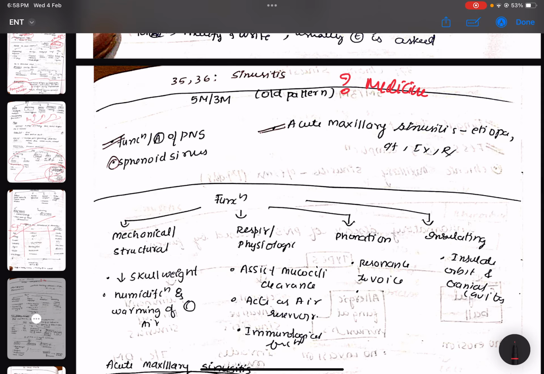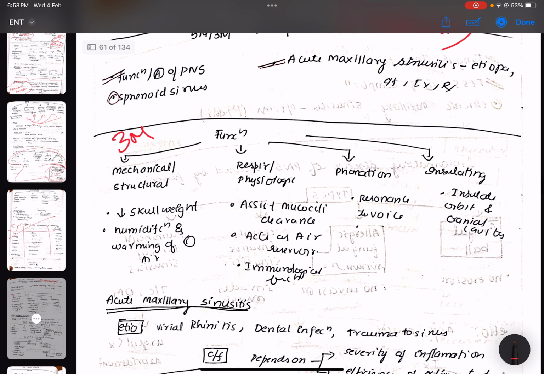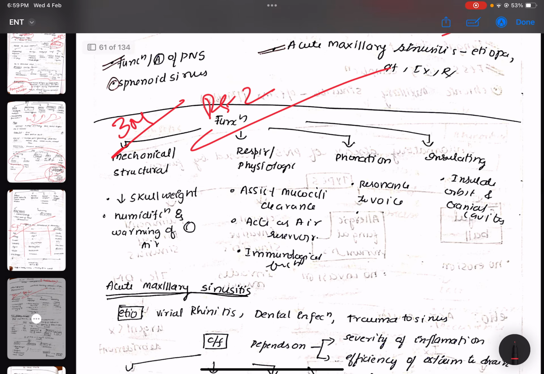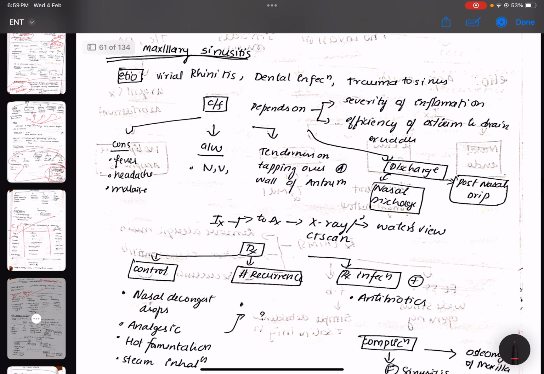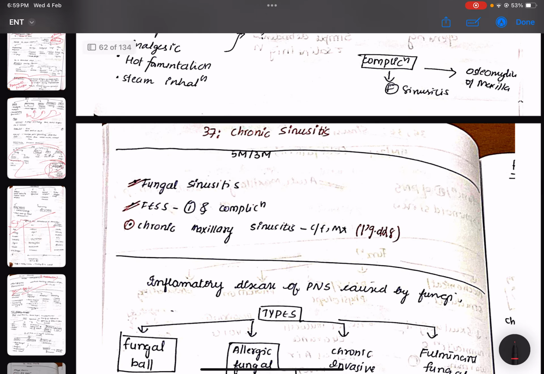Medicine, it's an important 5 marker. Here I have just given you the things. So again, this can be asked for 3 marker. This was an RS2 type of question, but I don't know, they might ask you for 3 markers, so make sure you study it. Okay, so these are the clinical features of sinusitis.